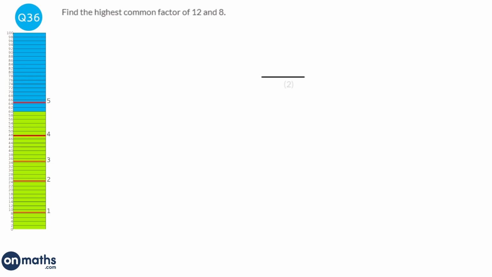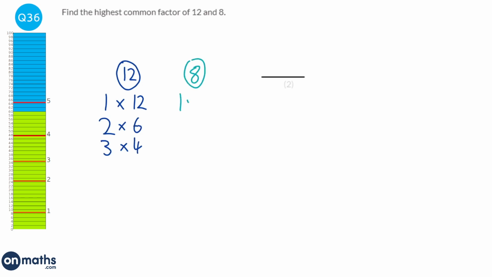To find the highest common factor, we're going to first of all just write out the factors of 12. So 1 times 12 is 12, 2 times 6 and 3 times 4. And we're going to do the same with 8. 1 times 8 is 8 and 2 times 4 is 8. So those are all the factors of 12 and 8. And we look at the common factors, so they both have 1, they both have 2, and they both have 4. And so the highest of those is the 4. So the highest common factor is 4.